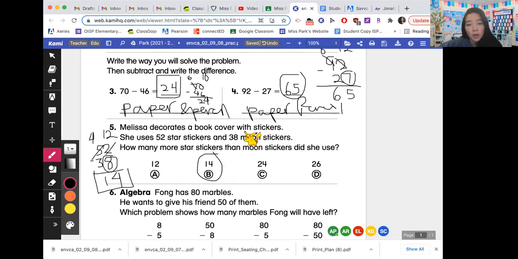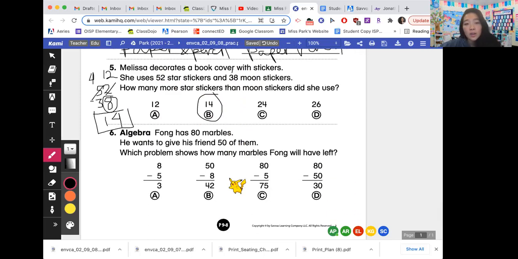How do I check my work? We can add up the 2 parts to see if we get this whole. 8 plus 4 equals 12. So we regroup. 3 plus 1 would equal 5. And then our total would be 52. So 14 is correct. And then the last one.